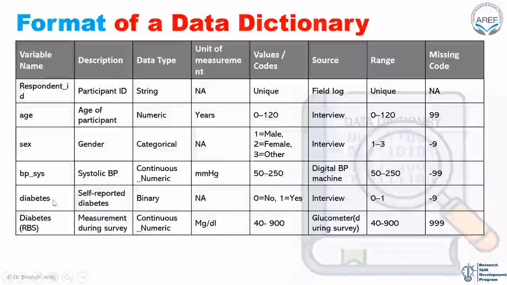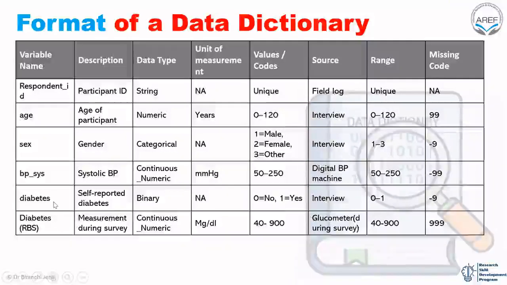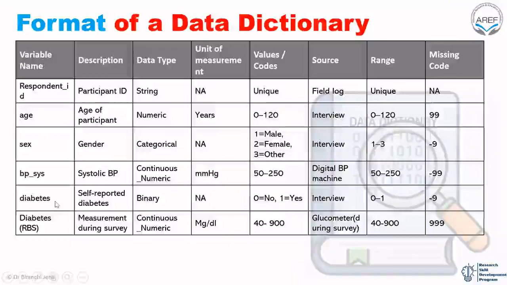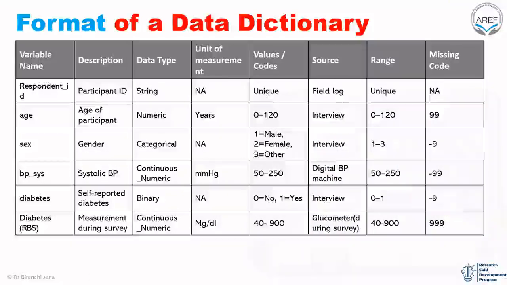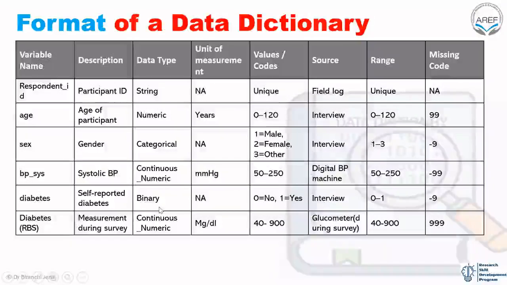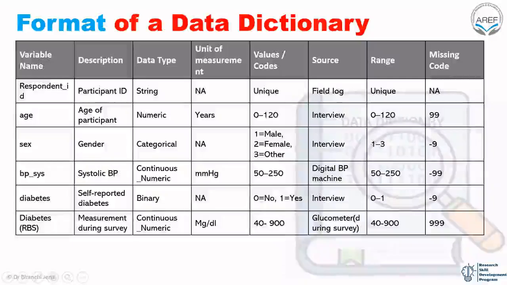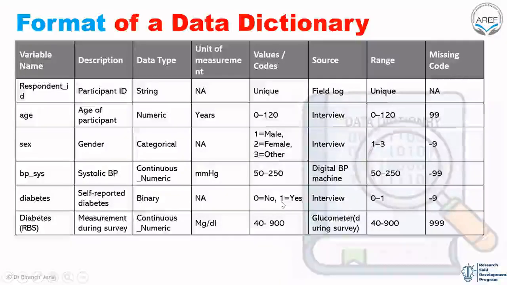For example, we have two variables as far as diabetes is concerned. Imagine you are asking a patient, are you diabetic? Then the patient will be saying either yes or no: I am not diabetic, or I am diabetic. For that we are putting zero as no, one for yes.